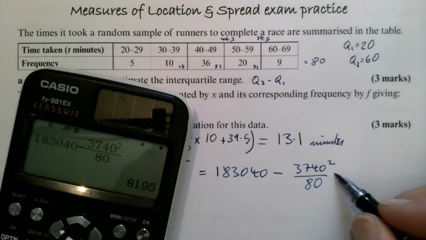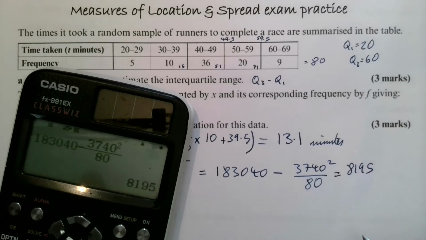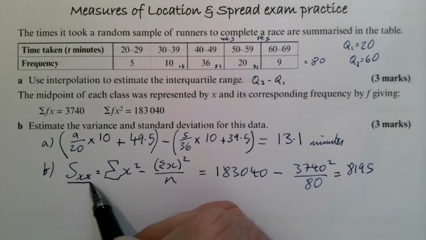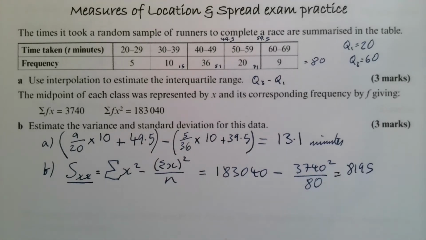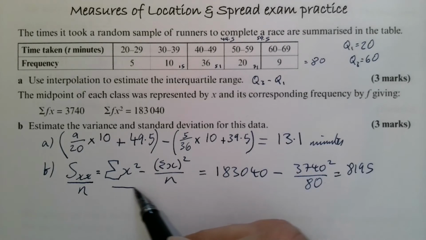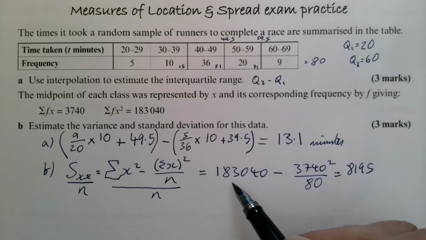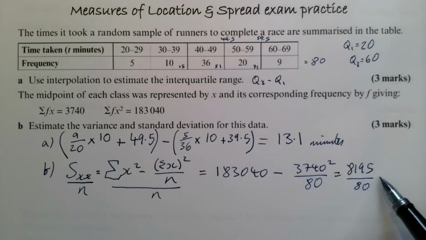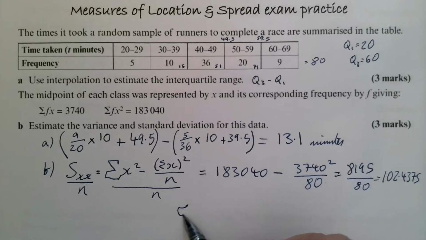Only that seems quite a lot for the variance. Is there something I've overlooked? Oh, hang on. The variance is the summary data stuff all divided by n. So we need to then divide all of that by n, we need to divide that by 80 once more. If I divide that by 80, I get 102.4375. And now the standard deviation is easy once you've got the variance.